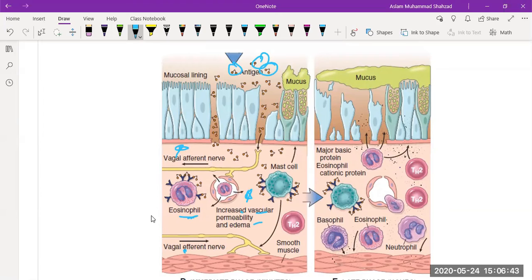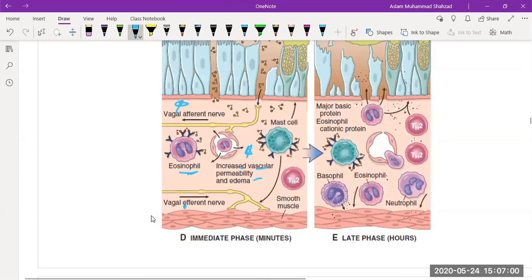These are the signals that send the message through the vagal afferent nerve, and then in response the brain sends the signal through the vagal efferent, where it binds to the smooth muscles. What happens then? The response occurs at late hours. Initially there will be the formation of eosinophils and increased vascular permeability and edema in the initial phase, within minutes. And then why does the late phase occur?